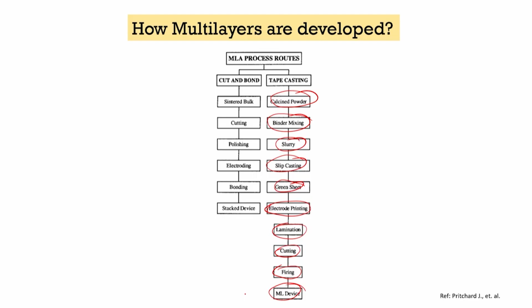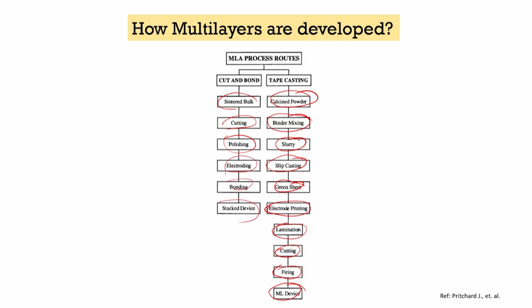That way, the cutting and bonding process is much faster. You sinter the bulk, cut it into very thin parts, polish it so that all loose materials are removed, then electrode it, bond it and stack the device. So, that way it is faster.